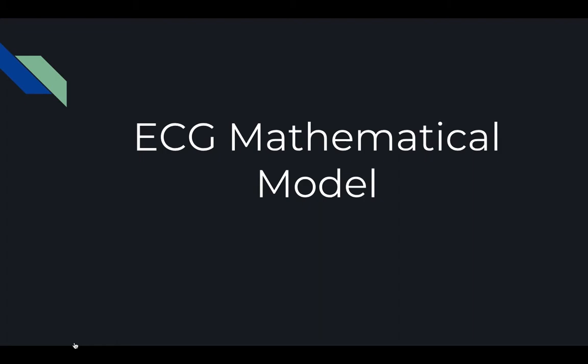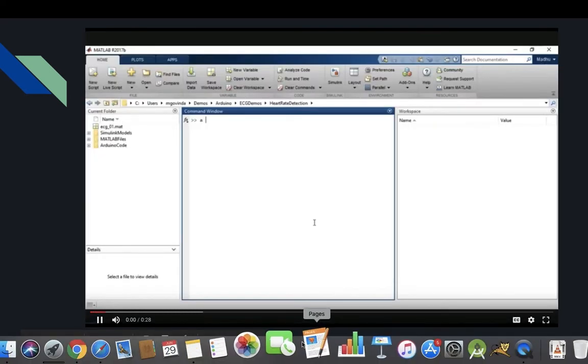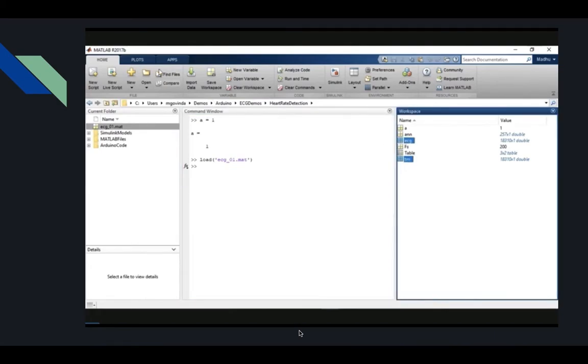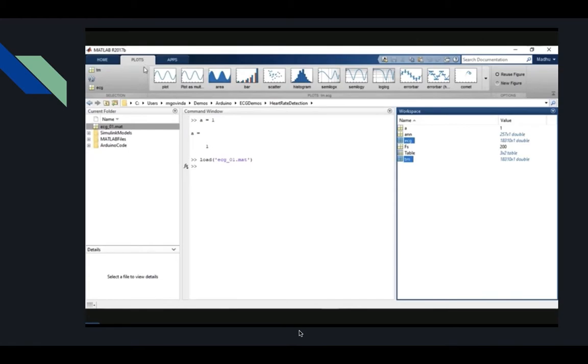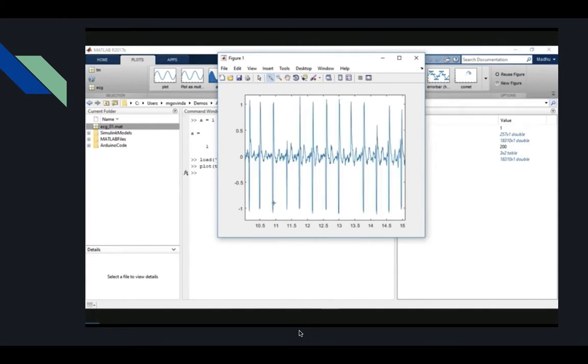Mathematical model. Here, we have used the mathematical formula to calculate the ECG signal and have plotted a reference graph using MATLAB. Loading the function which contains the calculation logic and using a simple graph to plot the outcome. Plotting the outcome. Zooming in, and here's the outcome.